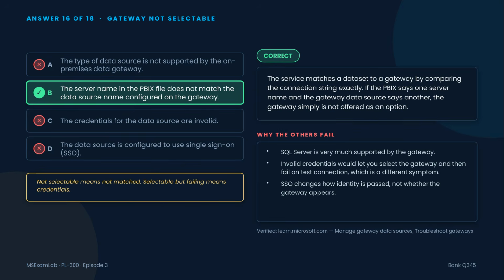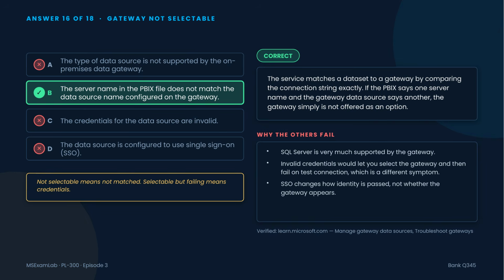The answer is B. The server name in the PBIX file does not match the data source name configured on the gateway. The service matches a dataset to a gateway by comparing the connection string exactly. If the PBIX says one server name and the gateway data source says another, the gateway simply is not offered as an option. Now, why the others fail?